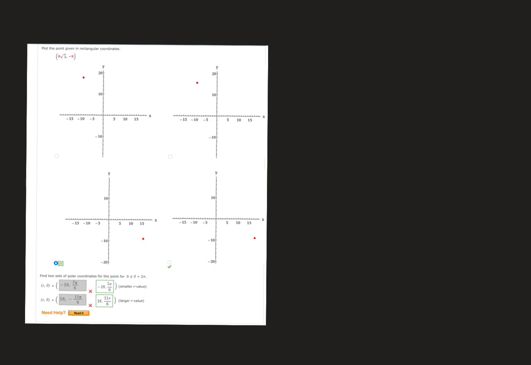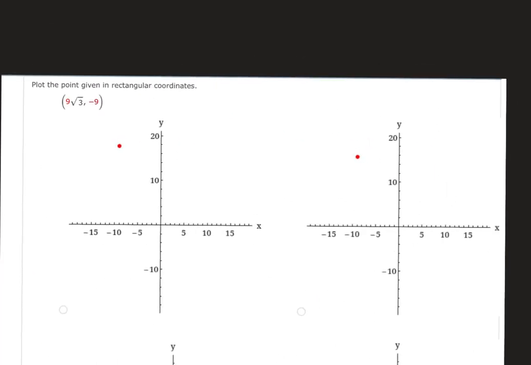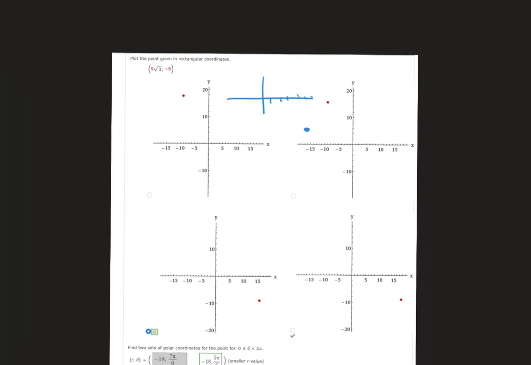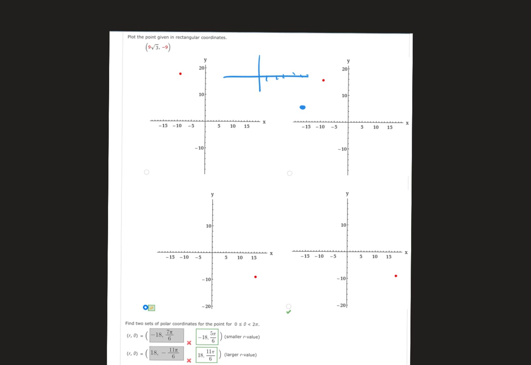Okay, so this question came up on the homework. It said 9 root 3 and negative 9. So first of all, when I plot that, I'm going forward 9, and I'm going down 9. So I'm in the fourth quadrant. Of all the coordinate points there were 2 in the fourth quadrant. This one and this one, okay?